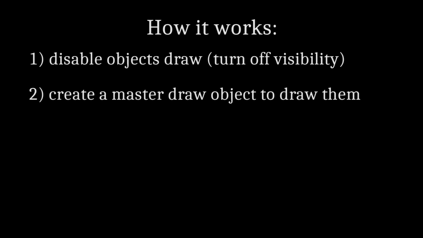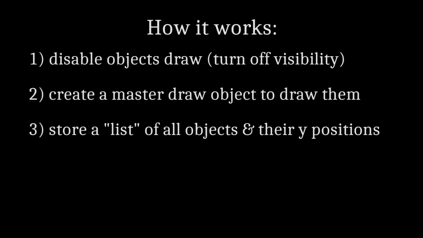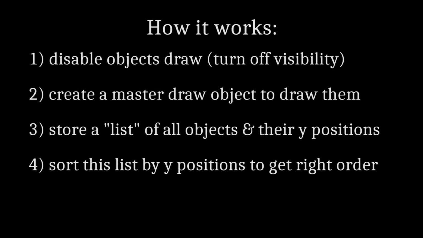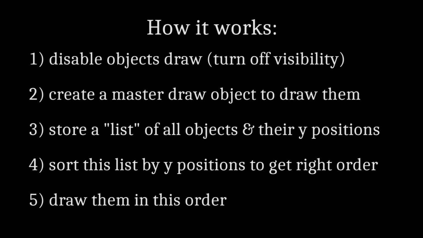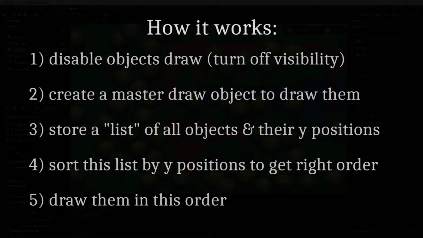So what we basically have to do is stop the objects from drawing themselves in the wrong order, so disable their default draw events, and then draw them manually in the order that we want. The way that we do that is by making a list of all the instances that are going to be involved in this, collecting their y position, and then sorting them by their y position and drawing them in the correct order. And that's all there is to it conceptually.